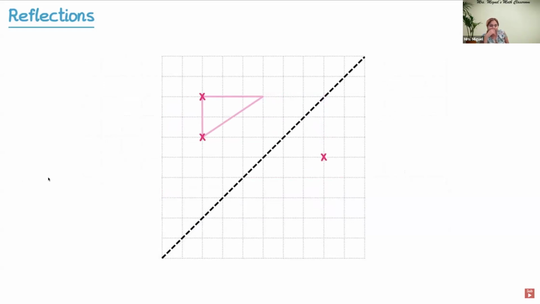Let's try this with the other points. So this time we'll do the one in the bottom left. That's 1, 2, 3, 4 to the mirror line, but then we're going to go 4 down. So 1, 2, 3, 4. Now we'll do the final point. This one's quite far from the mirror line. 1, 2, 3, 4, 5, 6 squares. So we'll go 1, 2, 3, 4, 5, 6 squares. So this is where the reflected triangle will be.